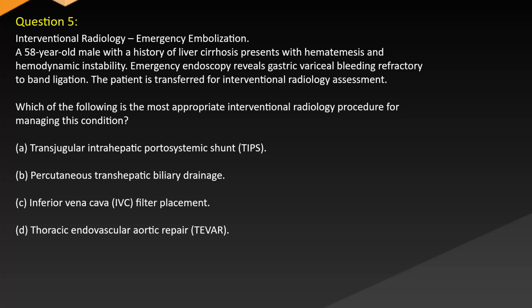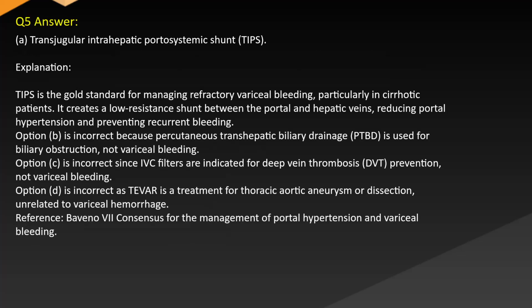A. Transjugular intrahepatic portosystemic shunt, TIPS. B. Percutaneous transhepatic biliary drainage. C. Inferior vena cava IVC filter placement. D. Thoracic endovascular aortic repair, TEVAR. Answer: A. Transjugular intrahepatic portosystemic shunt, TIPS.